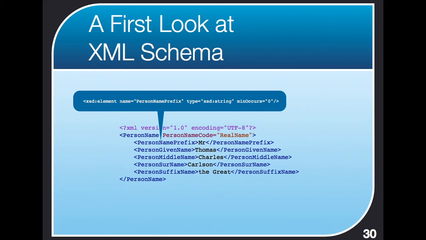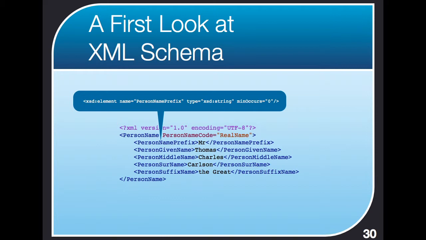It's an element. It's called person name prefix. It's a string, and it has a min occurs of 0, so it's optional, but we used it here in the instance document, but it still would have validated if we'd left this tag out. And since max occurs isn't listed, it defaults to 1. So that's how we know what person name prefix looks like, and that's how we know how many of them we can find inside a person name.